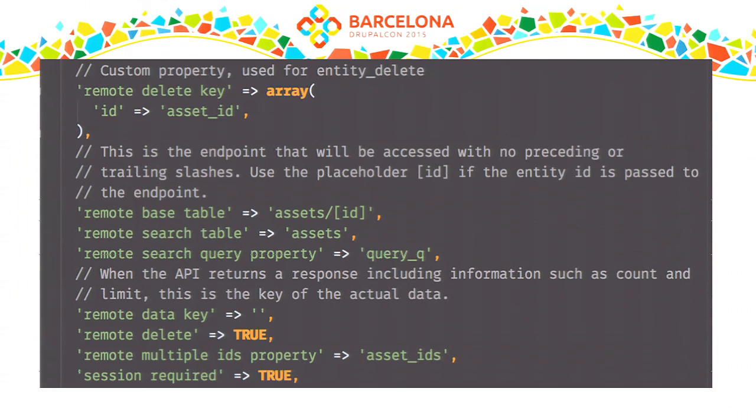So here you can see we set a remote delete key, and we have remote delete equals true. That's not true for all of our endpoints. But one of the most important things is we can actually define a remote base table. This is the endpoint where you get your data from. And you can see here I have a token, bracket ID. Keep that in mind. We're going to talk about that later.